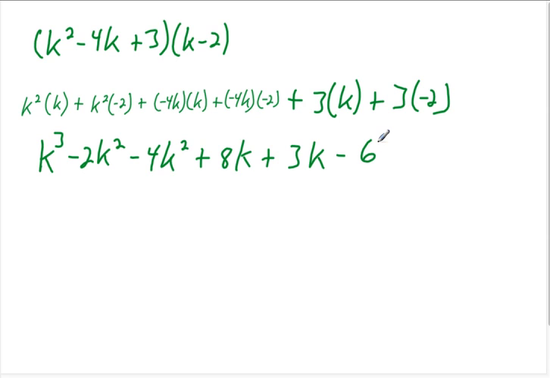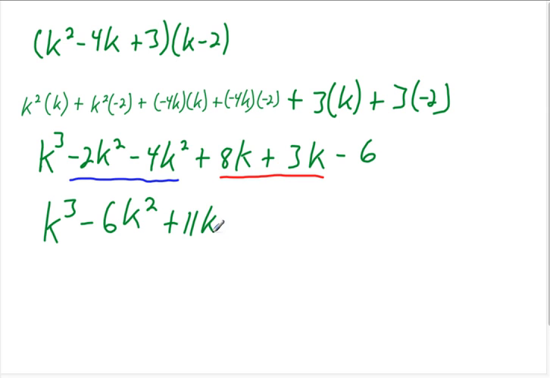Okay, now I'm going to look for any like terms that I can combine. Looks like these will be combinable, and these will be combinable. So we have k cubed, we have negative 2, negative 4, so negative 6k squared, and we have 8 and 3, that's 11k and minus 6.